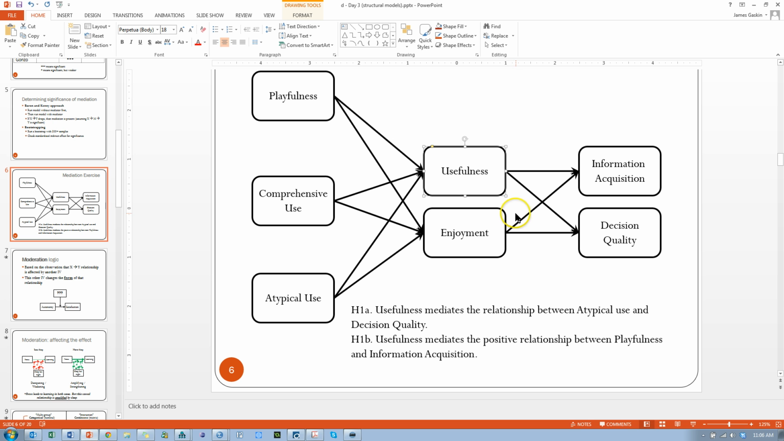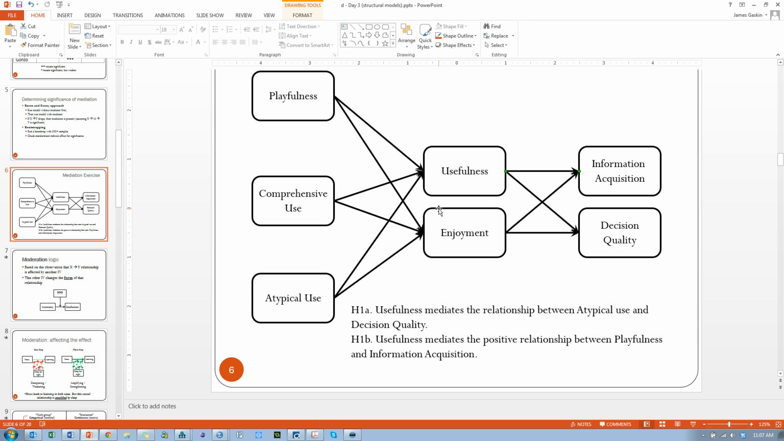when you're mediating, you don't have to hypothesize direct effects unless you really want to. They're subsumed in the mediation, and you're testing for them as you mediate anyway. So you could have a set of hypotheses. If, let's say, this was your model, you could have no hypotheses that ever say playfulness has a positive effect on usefulness, or a positive effect on information acquisition. Don't need them. They are implied in your mediation hypothesis.